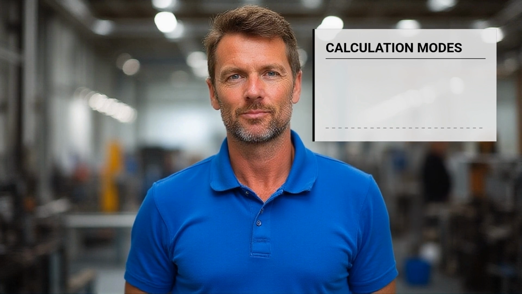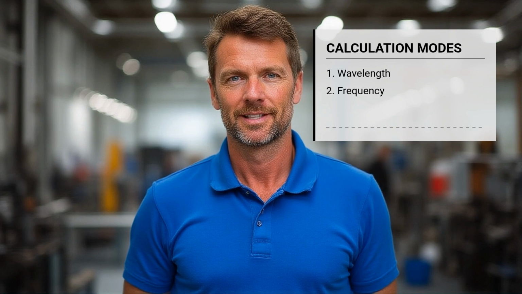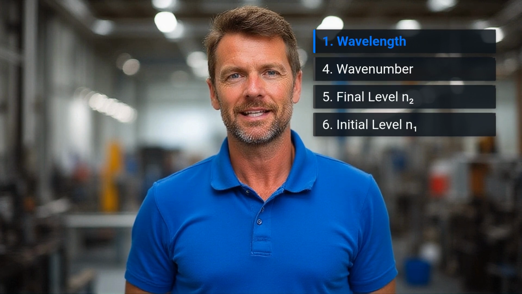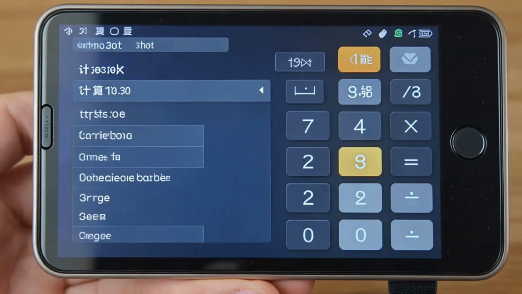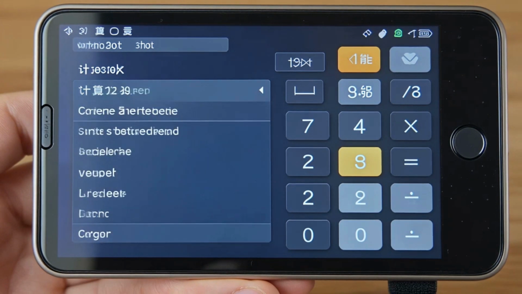Let's examine the inputs. First, you'll see the calculation mode dropdown with 6 options. Calculate wavelength from energy levels. Calculate frequency from energy levels. Calculate energy of transition. Calculate wave number from energy levels. Calculate final energy level N2. And calculate initial energy level N1. For our demonstration, we'll select Calculate wavelength from energy levels.